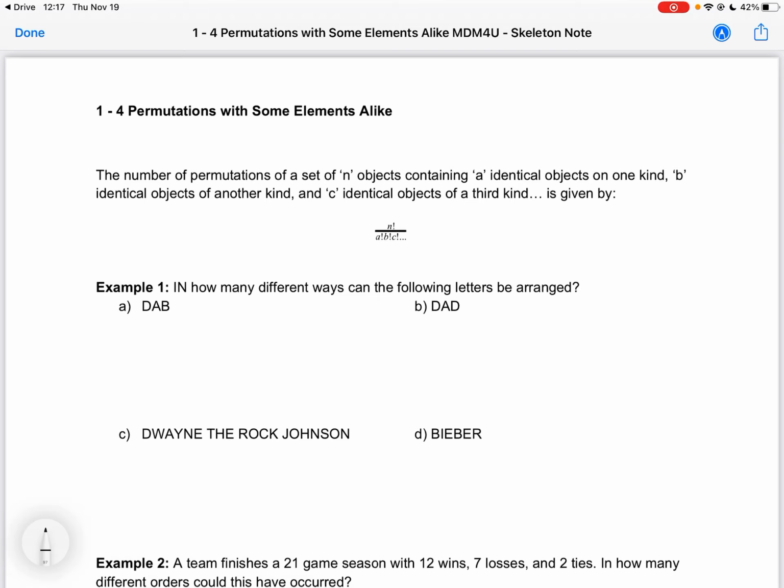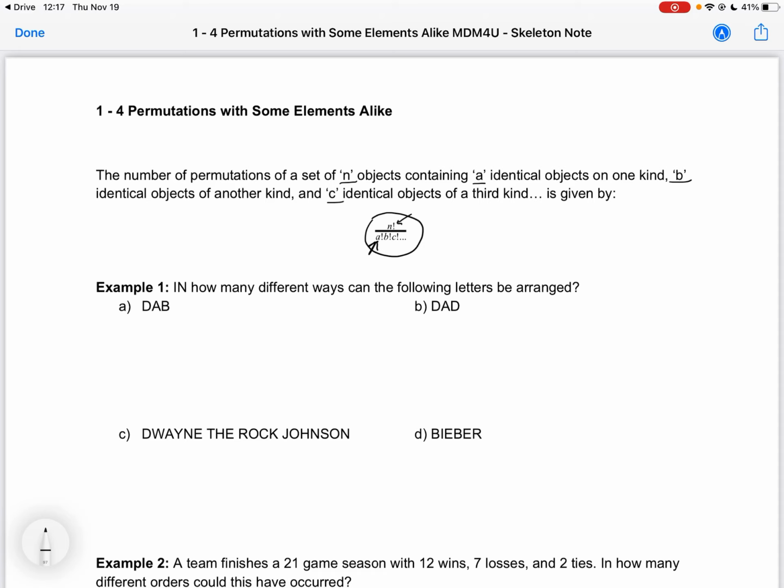So if you have n objects containing A identical objects, B and C groups of identical objects, your number of permutations is given by this expression here. So n factorial, so your total number of objects, divided by how many repetitions you have.